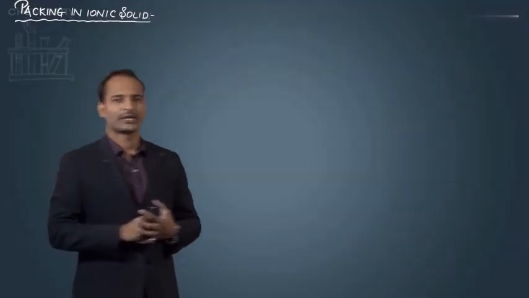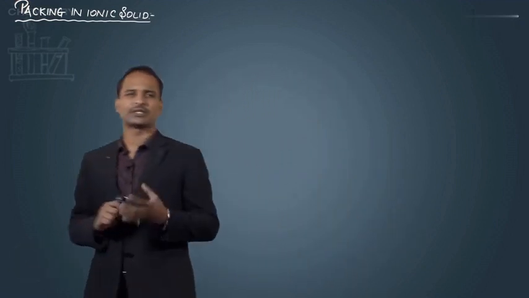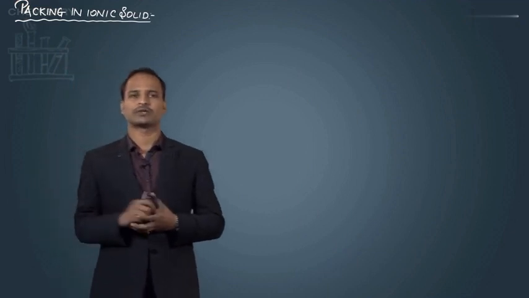Next we are having packing in ionic solids. We learn about how the atoms are arranged in a packing. Packing means the arrangement of particles in a given solid. In the previous lectures we did packing in a solid, that means how the particles are arranged in a particular solid. Now here we are talking about packing in ionic solids.